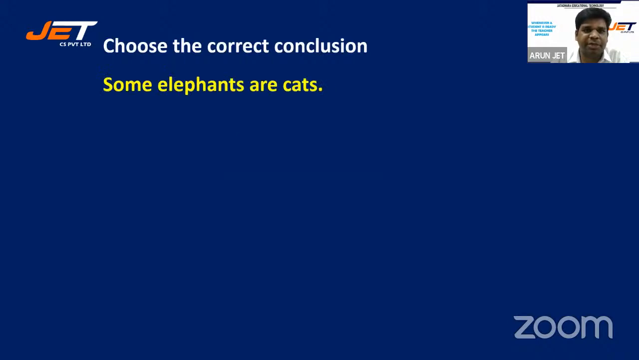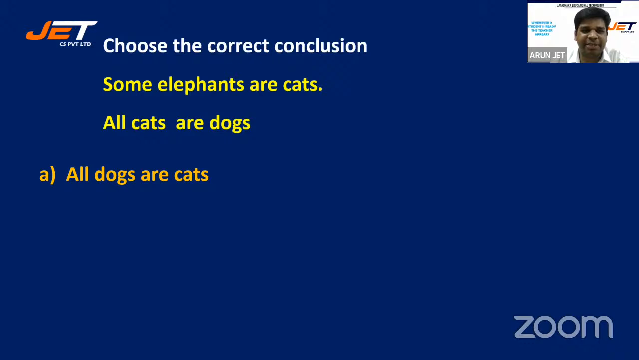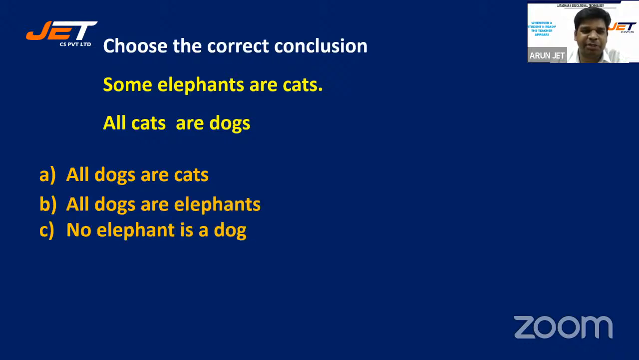Here is yet another one. Some elephants are cats. All cats are dogs. Oh, all dogs are cats. All dogs are elephants. No elephant is a dog. Some elephants are dogs. I'll give you a minute. Think about it.